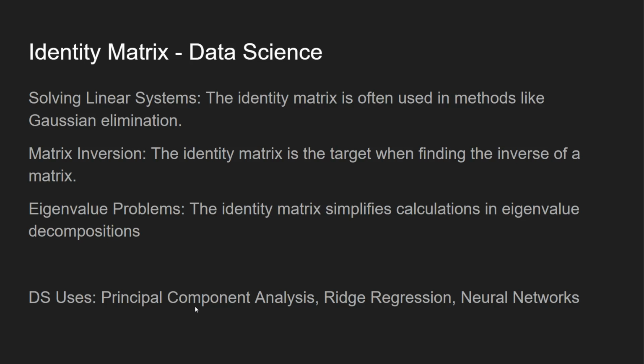And just to talk a little bit about the data science side of things, identity matrices are really good at solving linear systems, helps with matrix inversion, also eigenvalue problems. And you can see this in principal component analysis, ridge regression, as well as neural networks. So that's the background behind the identity matrix. Let's jump into some code.